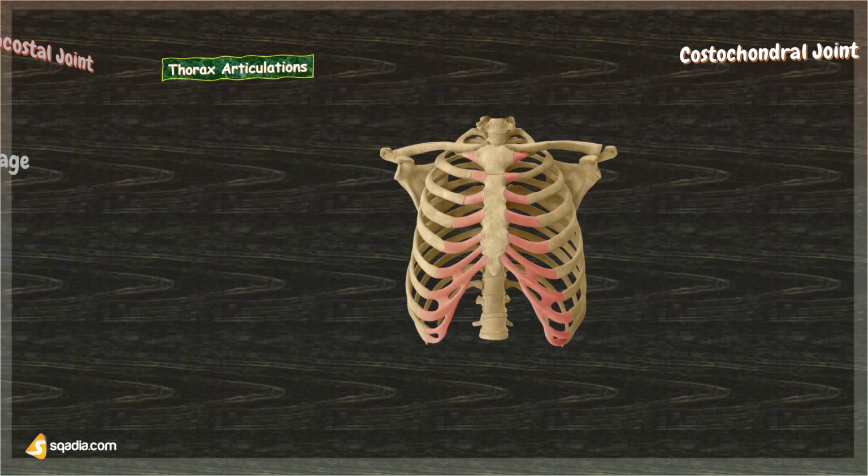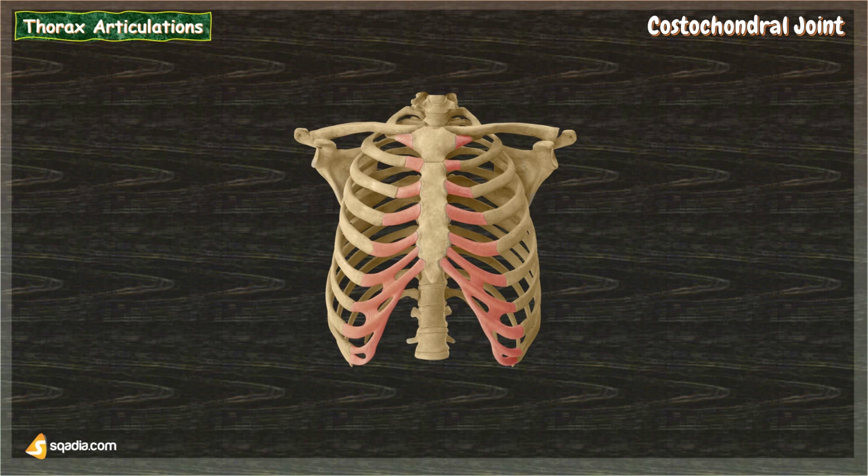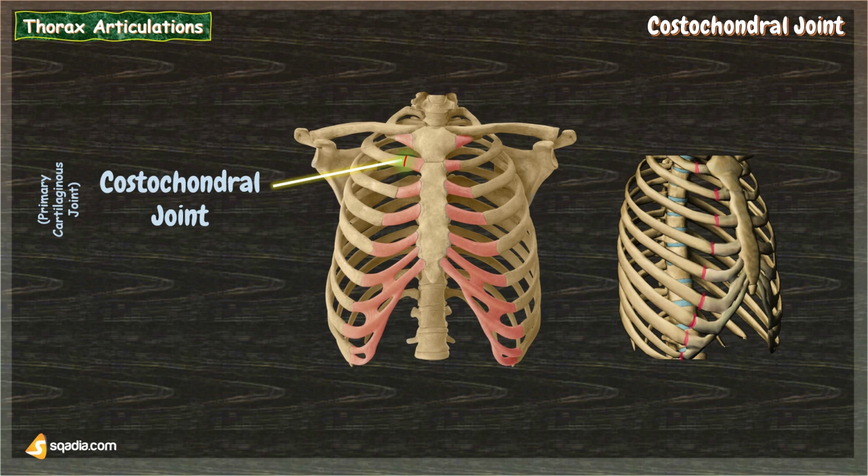Next is costochondral joints. Costochondral joints are the joints between the costal cartilage of a rib and the sternum, which are the primary cartilaginous joints. No movement is possible here.